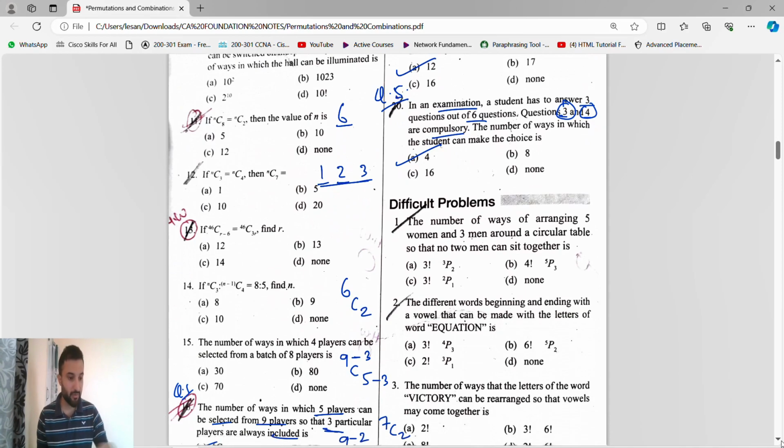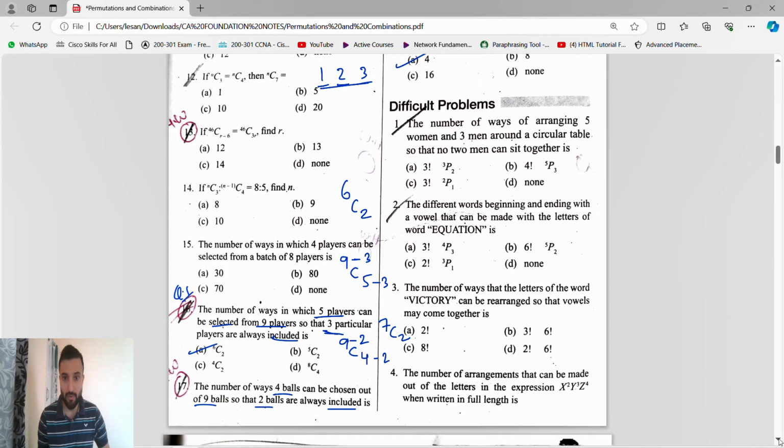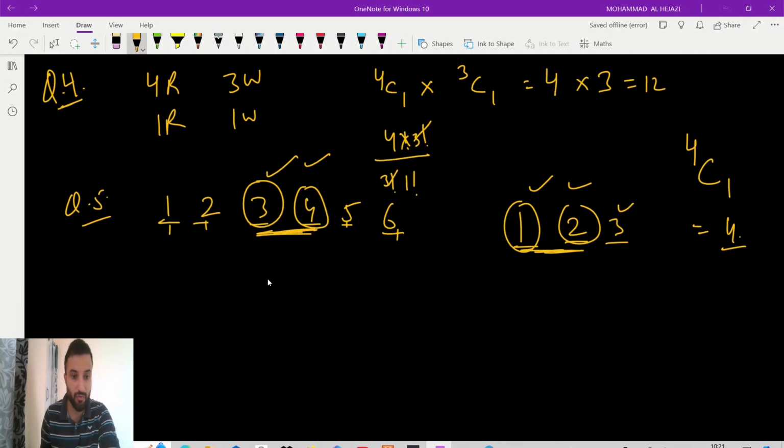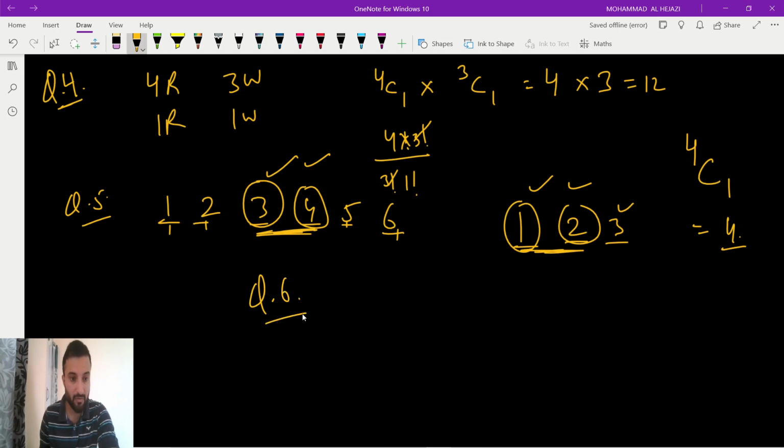Now we'll come to the next problem. Okay, this is question number 6. These are the different words beginning and ending with a vowel that can be made with the letters of the word EQUATION. So we have a word, EQUATION.